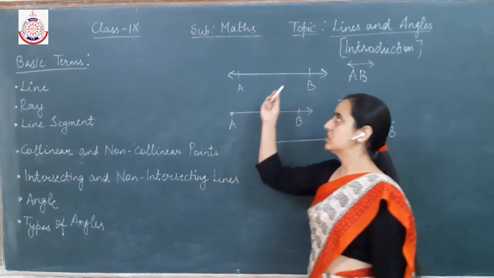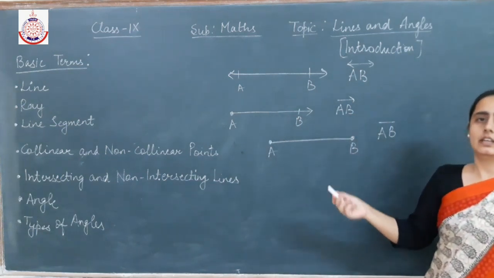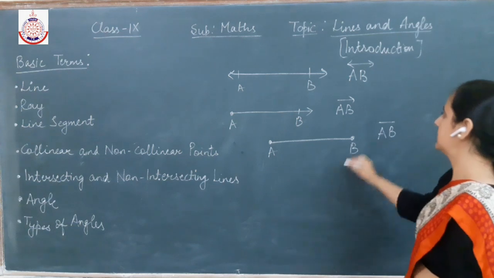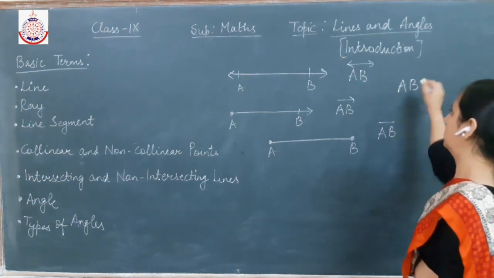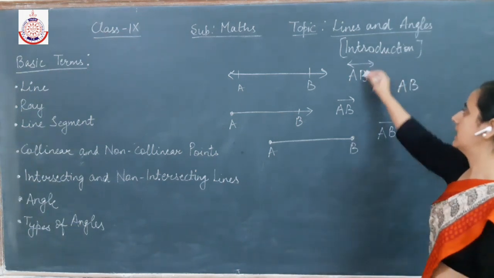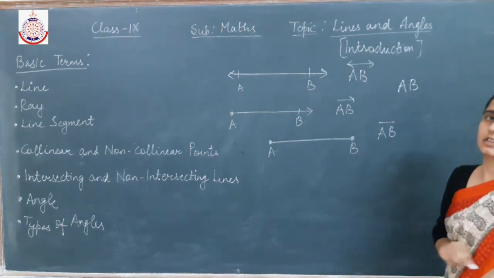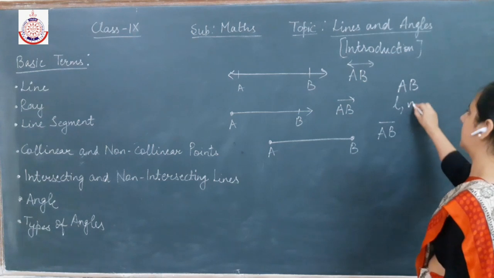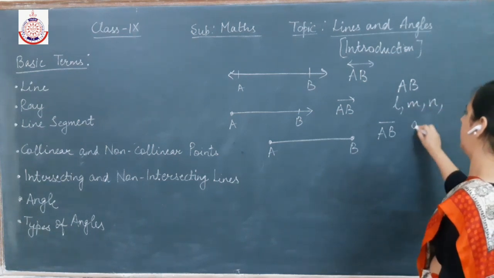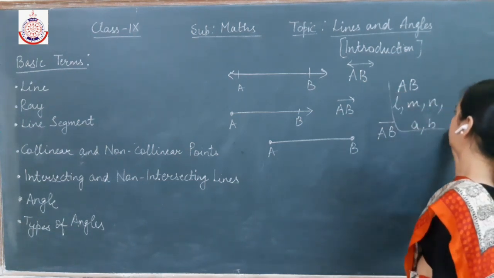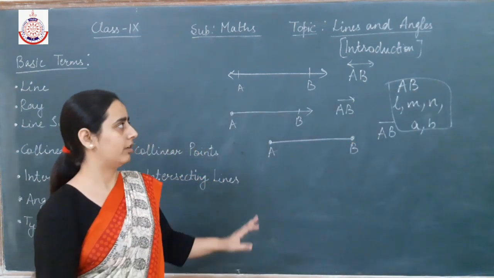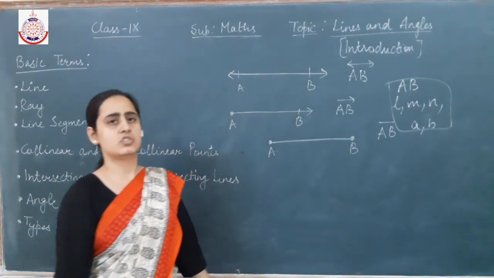But in this chapter, whether it's a line or line segment or a ray, we will be representing it simply by, suppose, AB. We will not be using any of these symbols here. Or it can be represented by a small alphabet like L, M, N, A or B. So this way we can represent a line or line segment or ray while doing this chapter.